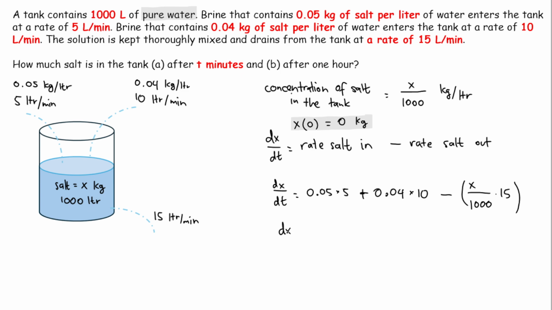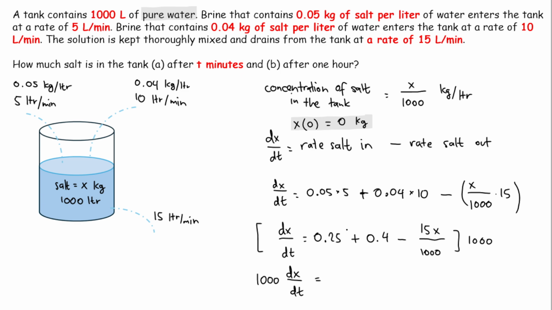Let's simplify this. So dx over dt is equal to 0.25 plus 0.4 minus 15x over 1,000. I will multiply this by 1,000 to get rid of all the decimals and this denominator. So I'll have 1,000 dx dt equal to 0.65 multiplied by 1,000, so 650, and then minus 15x. Good. And I think we can work with this, right?